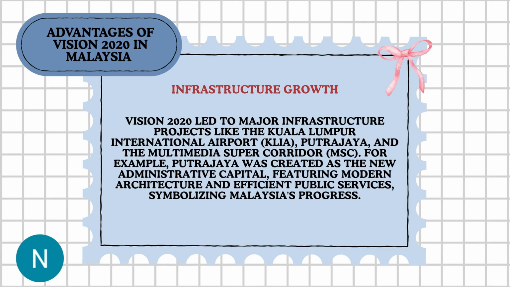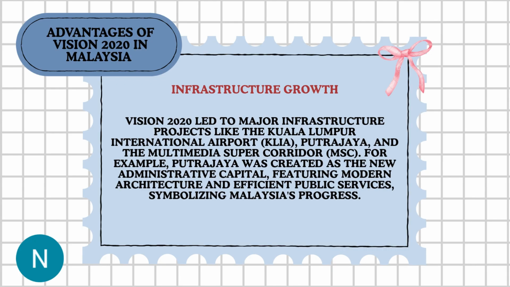Today I want to talk about one of the good things that came from Vision 2020 in Malaysia, and that is infrastructure growth. Vision 2020 was a big plan to help Malaysia become a strong and modern country. Because of this plan, the government built many important places. For example, we got the Kuala Lumpur International Airport, which helps connect Malaysia to the rest of the world.